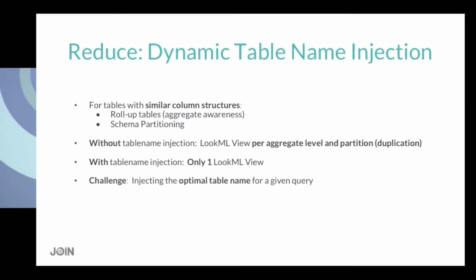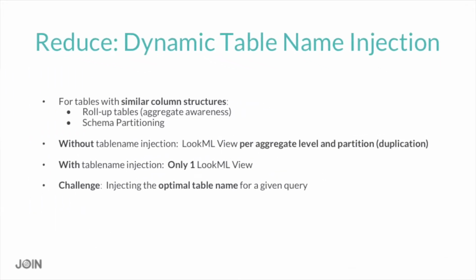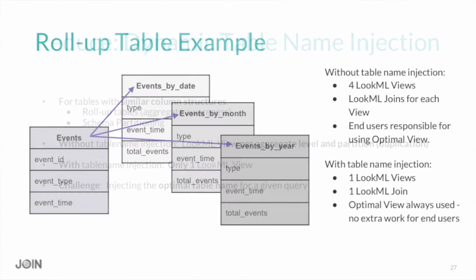Right? So if I'm using a roll-up table and I ask a question where I want to know information by date, I can't use an aggregation table that's rolled up by month, right? I don't have that level of granularity. So how can we dynamically keep track of that and make it a really seamless use case for the end user?